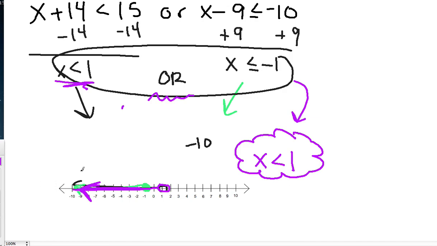You have one more in your packet, number 3. That problem I'm going to have you try out on your own, and we'll talk about it when we get to class.